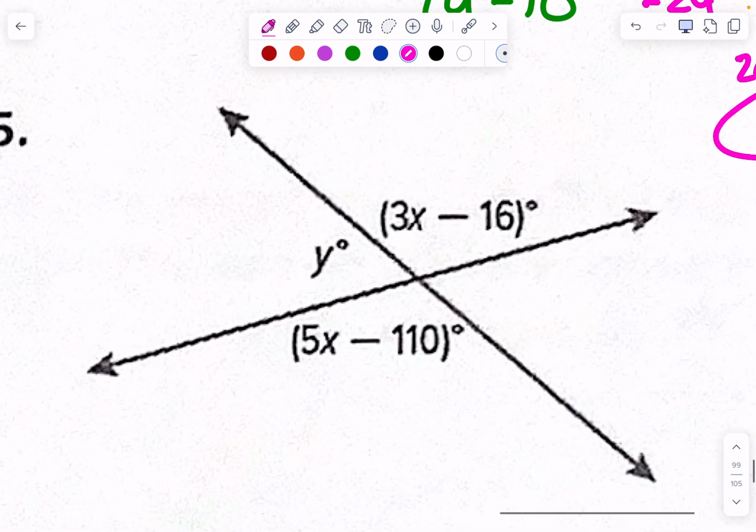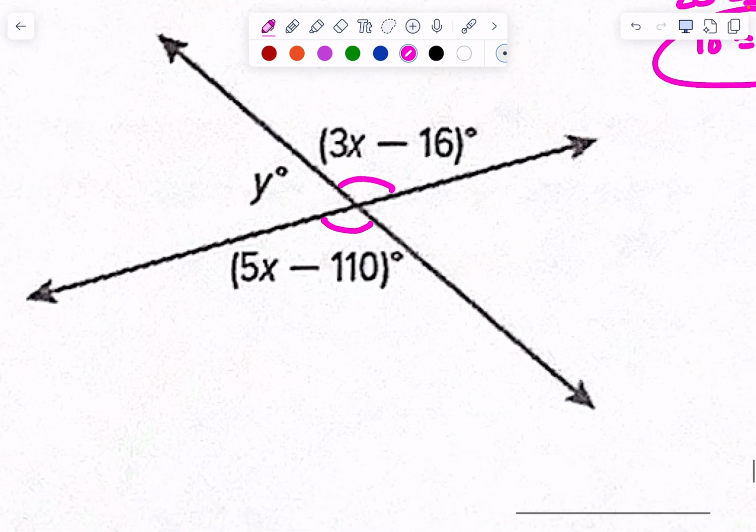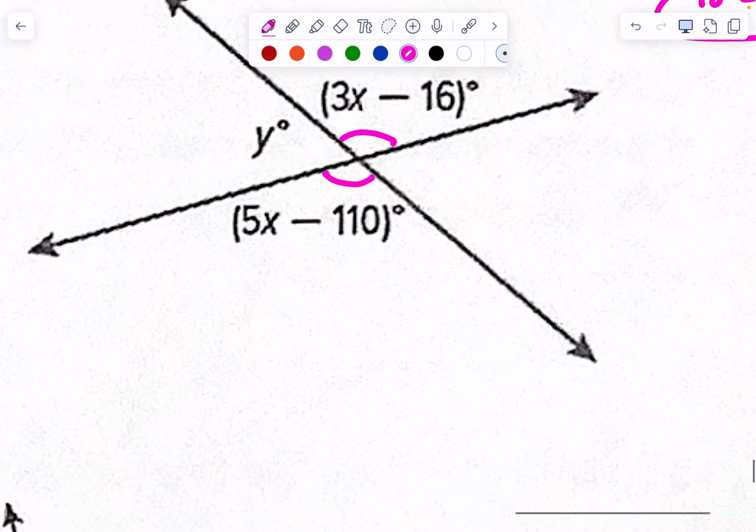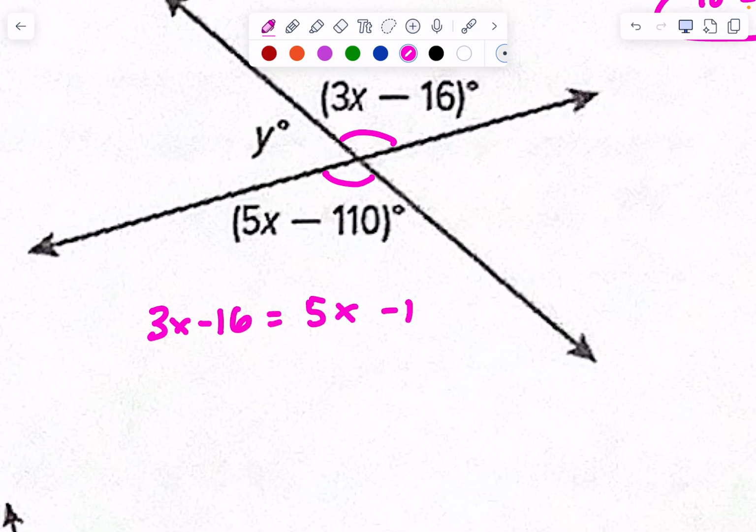Number 5. Oh boy. We got x's and y's going on. Can we solve x and y at the same time? No, so we have to solve for one of the variables first. Which one? X, because I only have x's. This one's an x and that one's an x. They're equal because they are vertical angles. 3x minus 16 equals 5x minus 110. I'm going to subtract the 3x from here, and I'm going to add the 110.